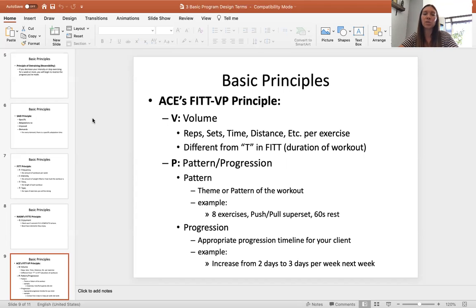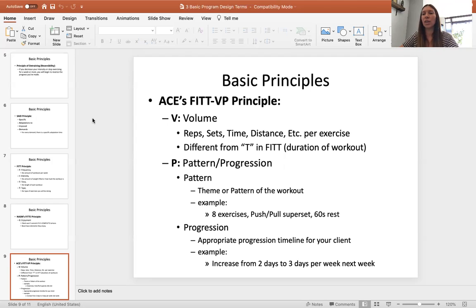So then the P also stands for pattern and progression. The pattern is the theme or pattern of the workout. So example, 8 exercises, push, pull, superset, 60-second rest. So you have 8 full exercises, and you're doing a push, pull, superset. Let's take a shoulder press, that's your push. Immediately followed, you're doing pull-ups. That's your pull. And then you have a 60-second rest. Then you go back and do it all over again.